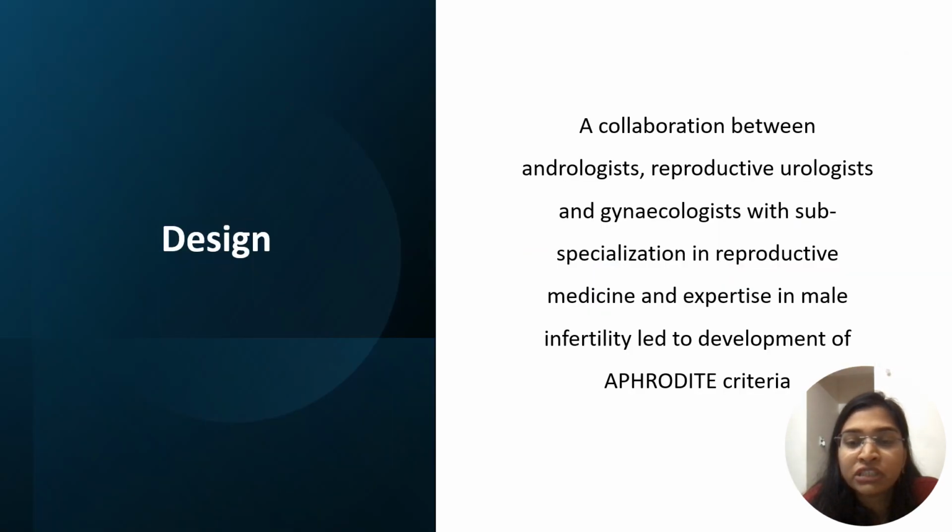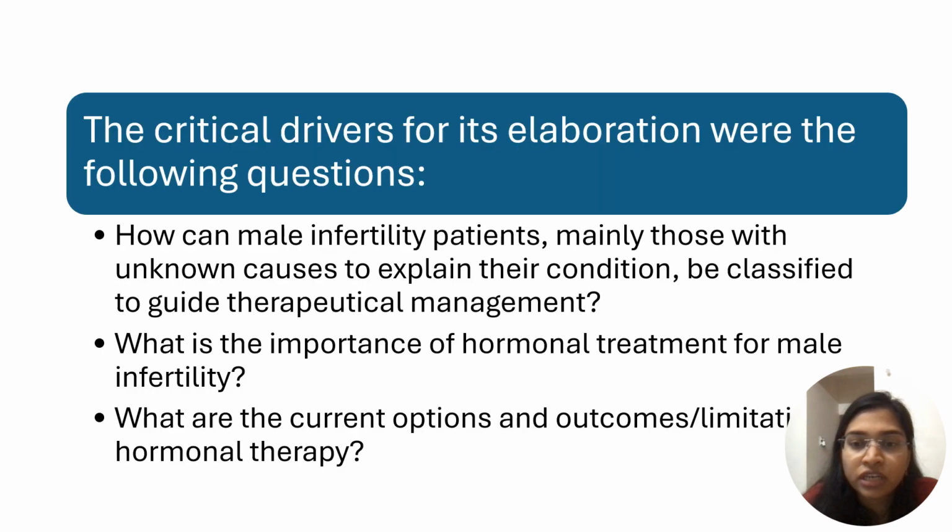So, a collaboration of andrologists, reproductive urologists, and gynecologists with subspecialization in reproductive medicine and expertise in male infertility led to the development of Aphrodite criteria. The critical drivers for its elaboration were the following questions: how can male infertility patients, mainly those with unknown causes to explain their condition, be classified to guide therapeutical management? What is the importance of hormonal treatment for male infertility? What are the current options and outcomes or limitations of hormonal therapy?